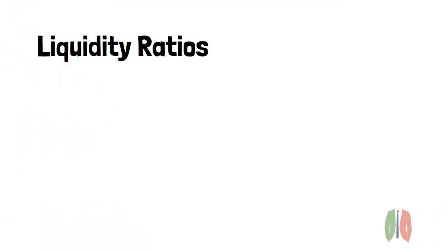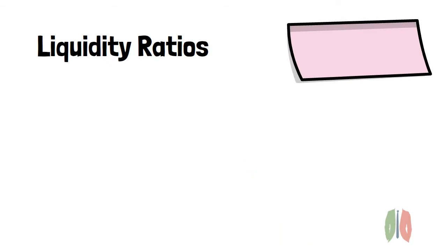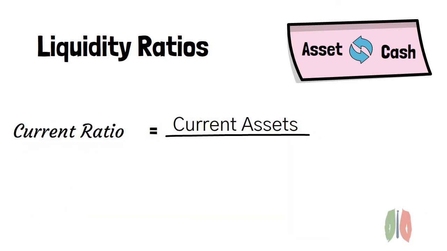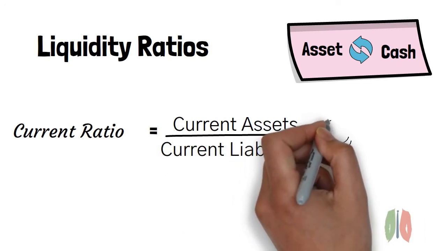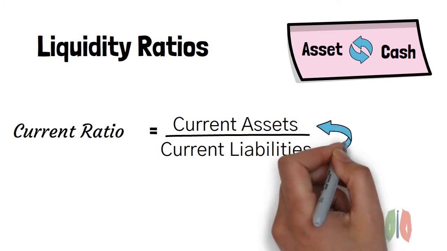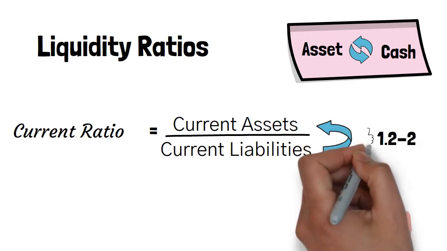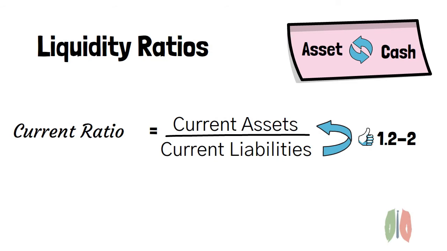The first one is liquidity ratios. Liquidity ratios are financial ratios that measure a company's ability to repay both short-term and long-term obligations. First, the current ratio, which is current assets divided by current liabilities. This ratio measures a company's ability to pay short-term liabilities with current assets. The good current ratio for an ideal case is 1.222. This is considered a good current ratio.